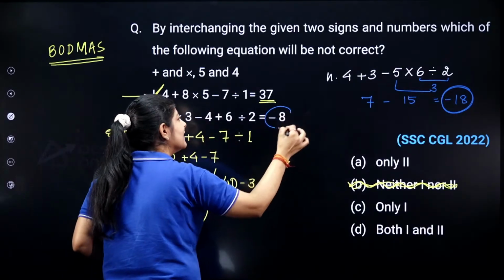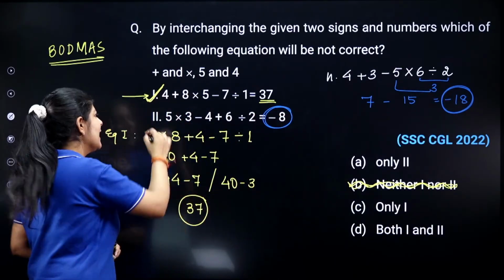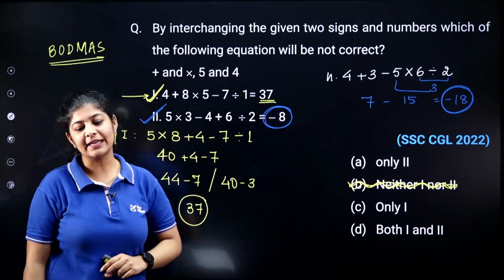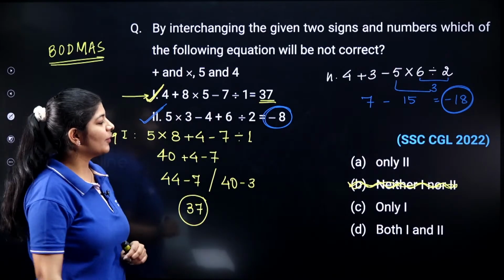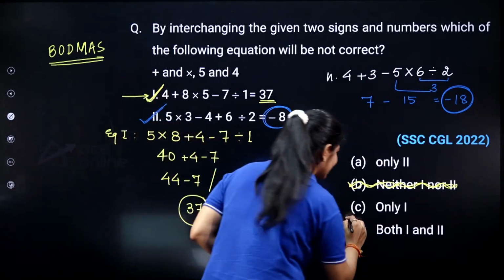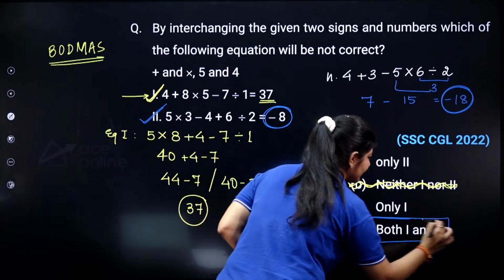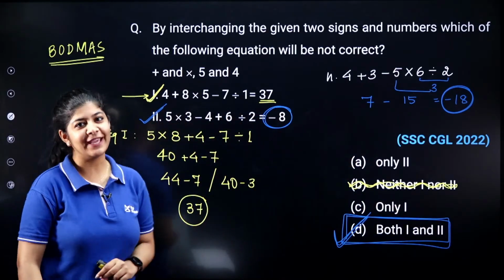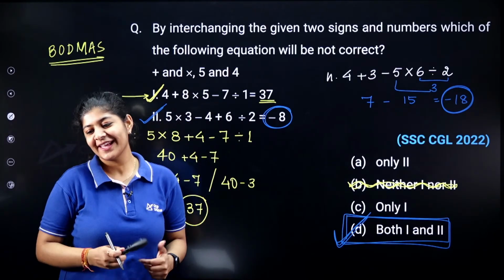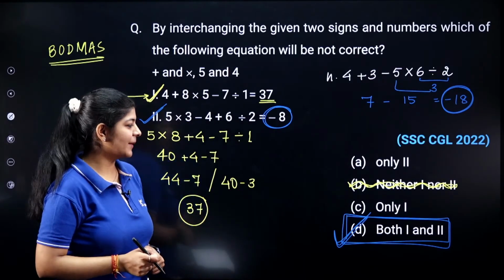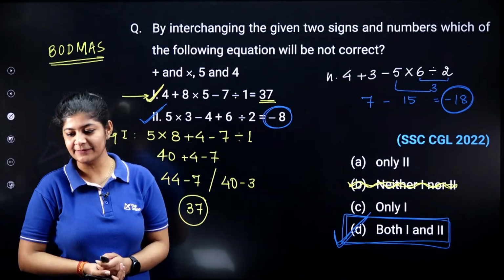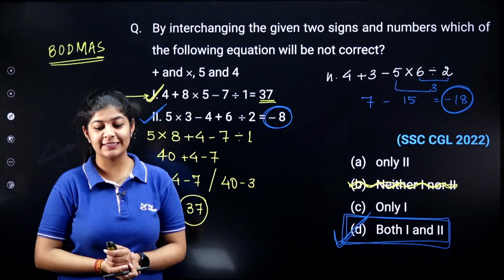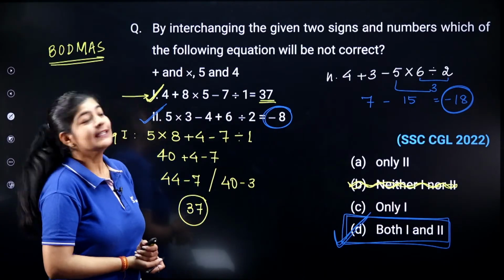Do we have that in our option or in the equation? Yes. So from both of the equations I am getting the correct answer. The correct answer over here is option number D, not option number A or option number B. Is it clear? Okay. Now let's move towards the next question.